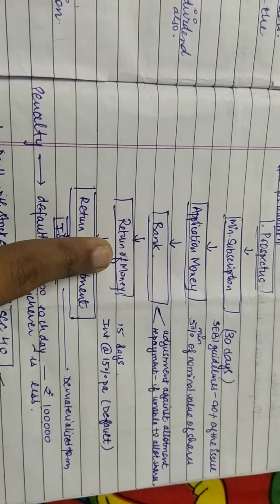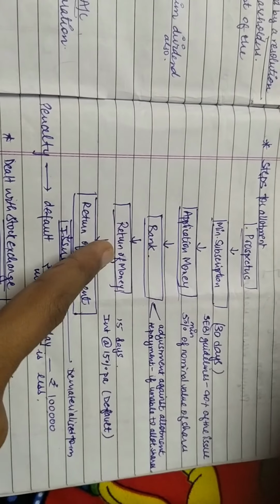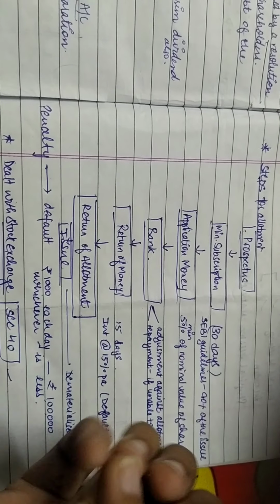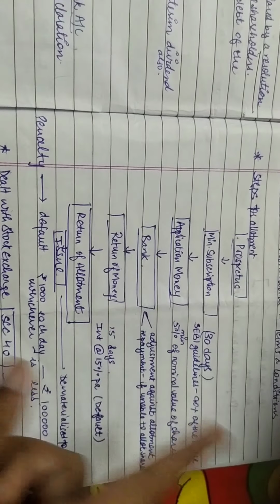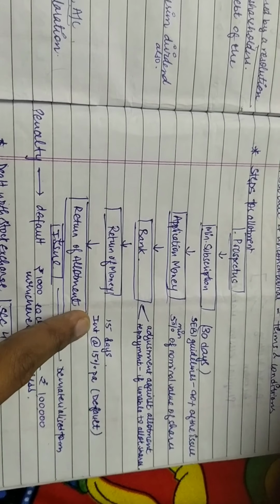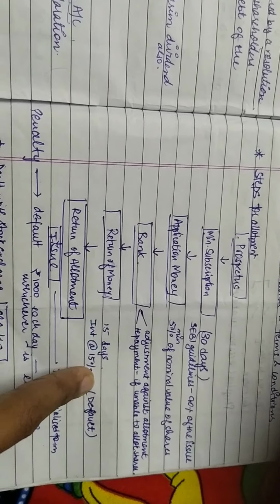Next is return of money. If there is no minimum subscription, then the application money received is to be returned within 15 days, and if it is not returned within 15 days, then the officers in default have to pay interest at 15% per annum.